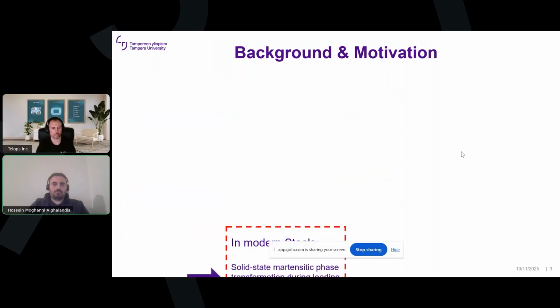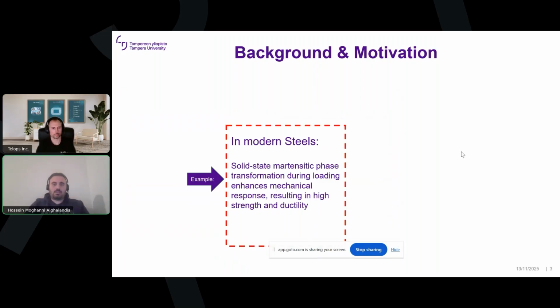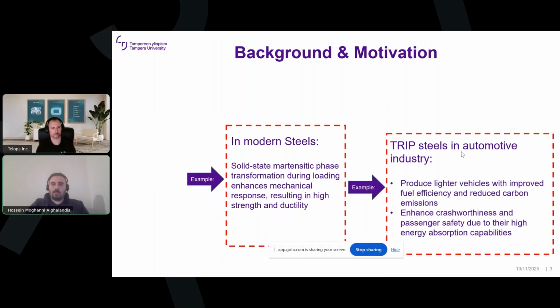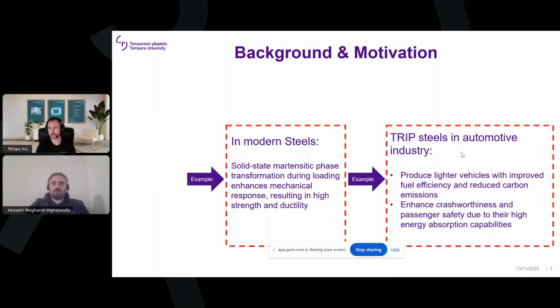For example, in modern steels, there is a solid-state martensitic phase transformation that happens during loading. This transformation increases the strength and ductility. For example, there are TRIP steels in the automotive industry that produce lighter vehicles because they reduce the fuel consumption and also decrease the carbon footprint.